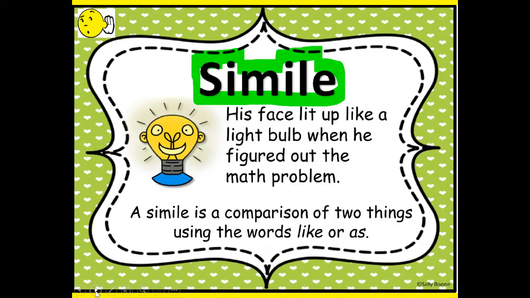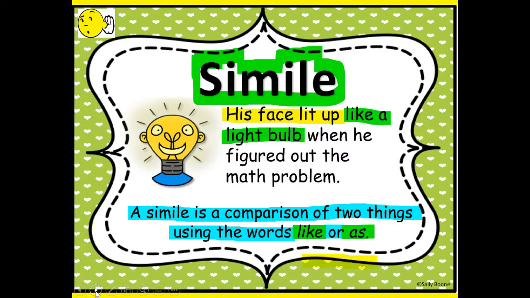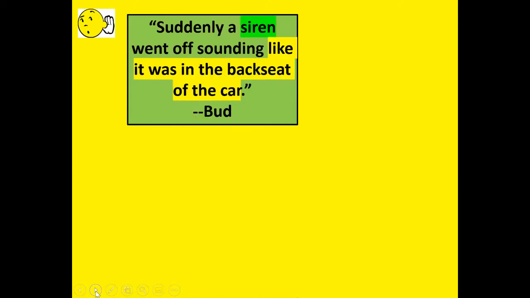Listen closely to this figurative language type. Simile. A simile is a comparison of two things using the words like or as. His face lit up like a light bulb when he figured out the math problem. Simile. Listen again. Suddenly a siren went off, sounding like it was in the back seat of the car.